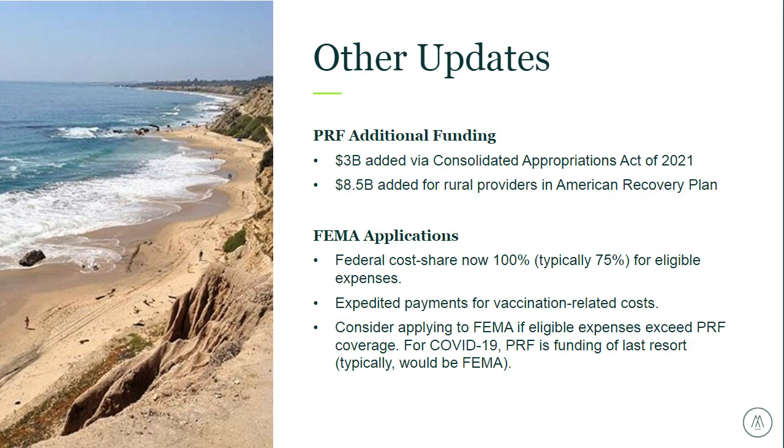I also want to mention FEMA. If you are a nonprofit or governmental entity, and you have more expenses than what are covered by PRF currently, you might want to consider a FEMA application. They have now expanded the federal cost share to 100%. Historically, it's typically 75%. So that's definitely a huge benefit. They're also really prioritizing and expediting payments related to vaccination. So that might be an area where you want to put your expenses toward FEMA if they're prioritizing them in different programs.